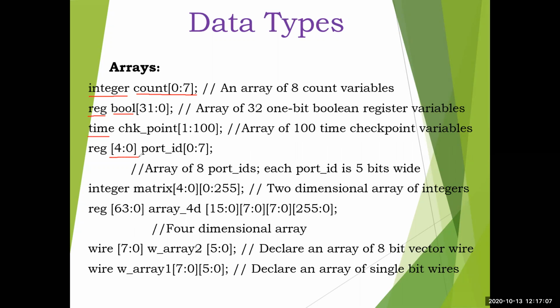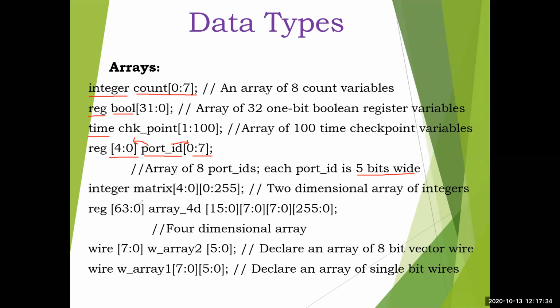Reg [4:0], then the variable name, and then the array range. Whatever is before the variable indicates the vector, and whatever is after the variable indicates the array. So how do we describe this? An array of 8 port IDs, and in that each port ID is 5 bits wide. So this is the difference between vectors and arrays.